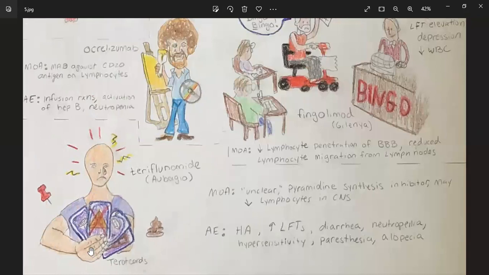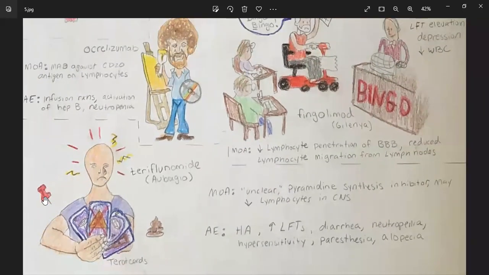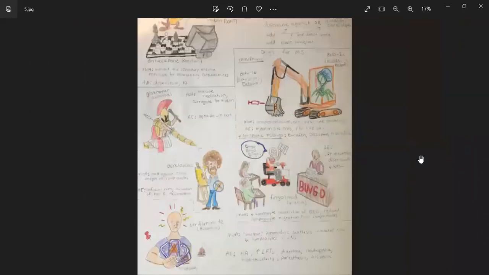Increased LFTs. She's lifting these cards, holding the cards, lifting them up. Diarrhea, neutropenia, hypersensitivity. So she's sad. Paresthesia, that's why we have our thumbtack. And then alopecia is why she's bald.